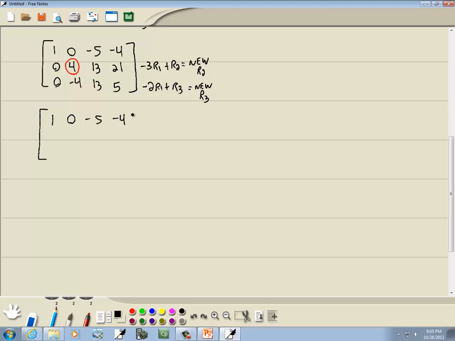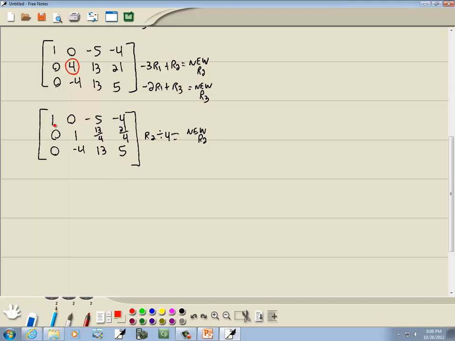Okay, now what we want is we want a 1 here, because we're working our way down. We're trying to get a diagonal of 1s. Well, we can divide everything in row 2 by 4. So I'm going to take row 2, divide by 4, and that gives me my new row 2. 0 divided by 4 is 0. 4 divided by 4 is 1. 13 divided by 4 is 13 fourths. 21 divided by 4 is 21 fourths.